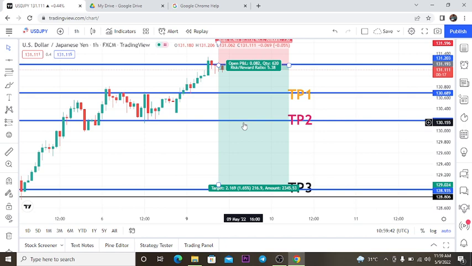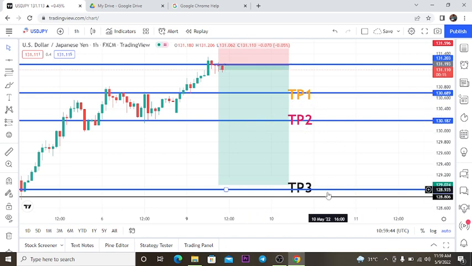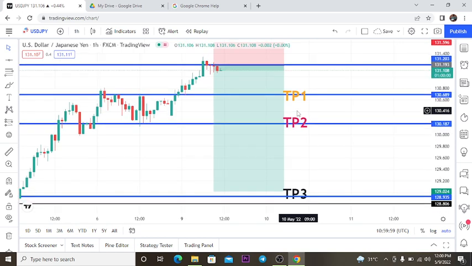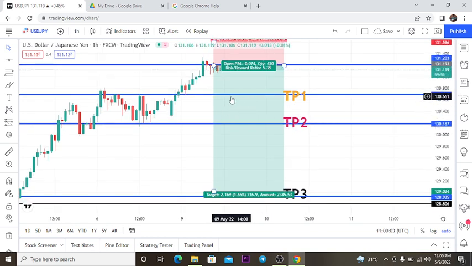You can see my take profit 1, take profit 2, take profit 3. Okay, we are doing something more than analysis right here. So it's very simple stuff. I'm going to show you why I entered the trade and why I'm still going to hold the trade to take my profit 1, 2, 3, and how I'll be entering other trades on this particular USD JPY. It's very simple analysis.